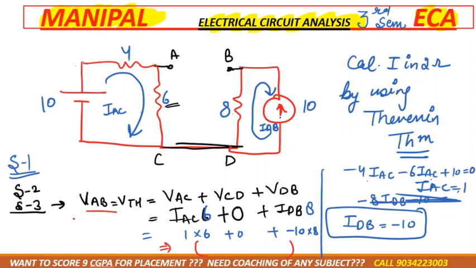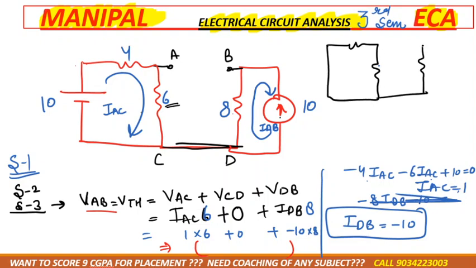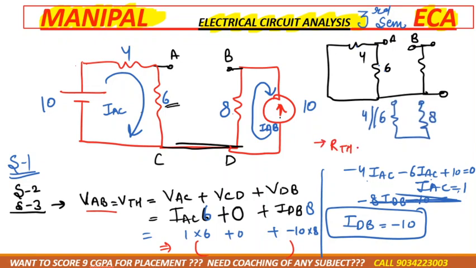Correct? Now next step is to calculate the RTH. As I told you, for RTH, what we need to do is make voltage source short circuit and current source open, right? A, B, 4 and 6, they both are connected in parallel. 4 parallel 6. Then after that 8 would be in series, right? So what was the answer? RTH is 4 into 6 by 4 plus 6, plus 8. Again it would be 10 ohm.